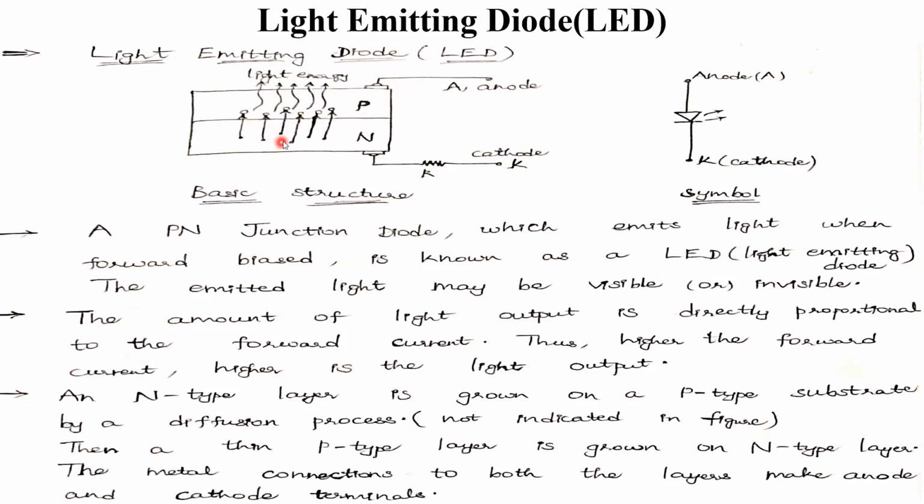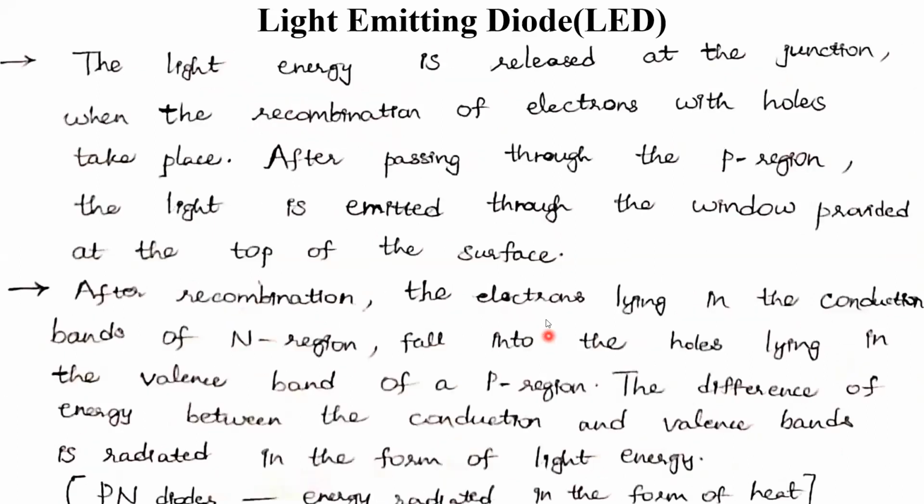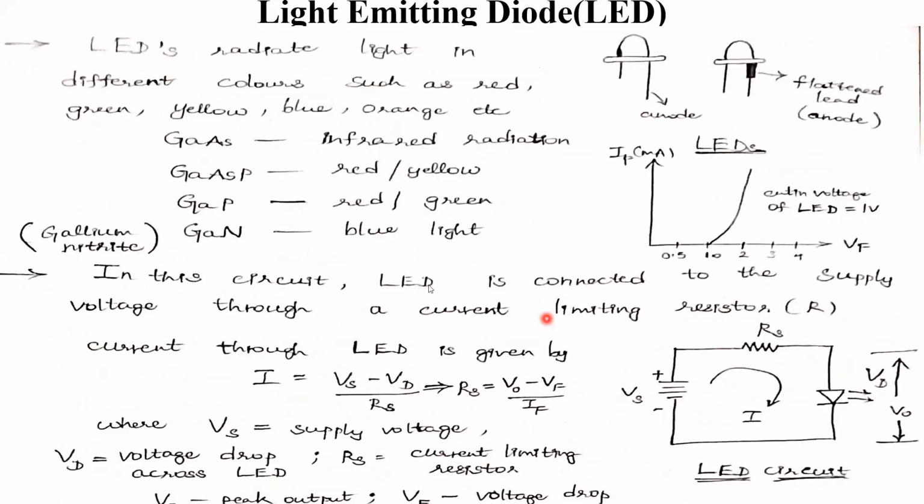That flow of current is directly proportional to the light energy. This is the simple operation here, light energy. This is the symbolic diagram for LED. Arrows outwards means emitting light. And due to that recombination, I am going to acquire a large amount of light here. Light energy is obtained due to the flow of a large amount of current.